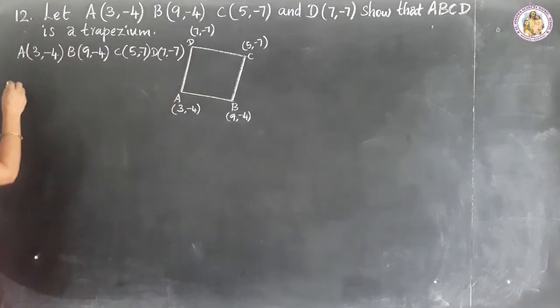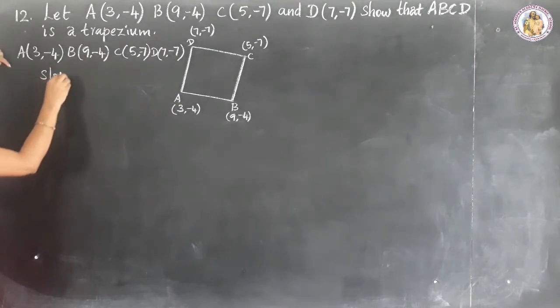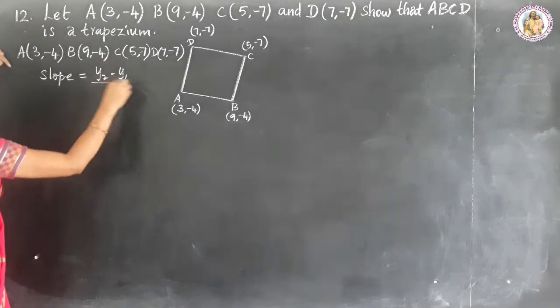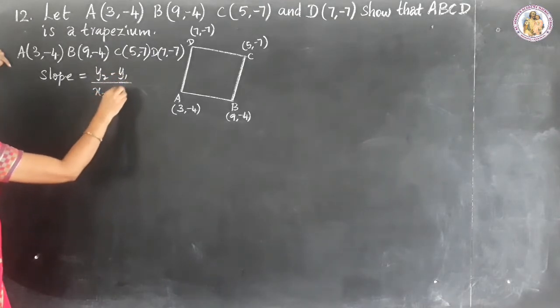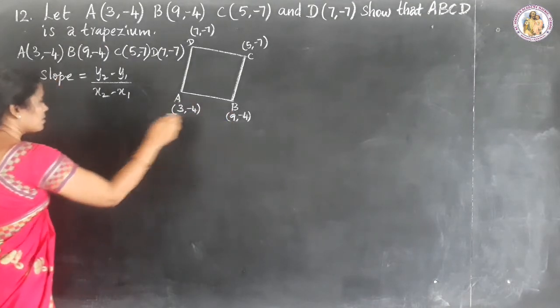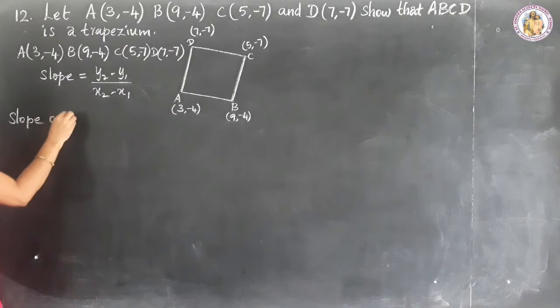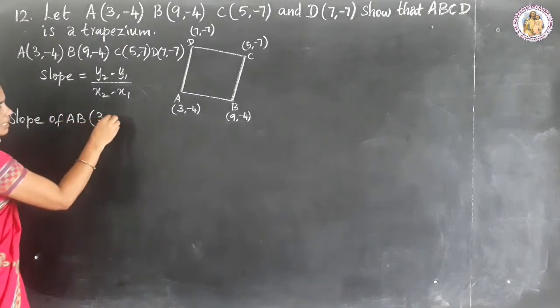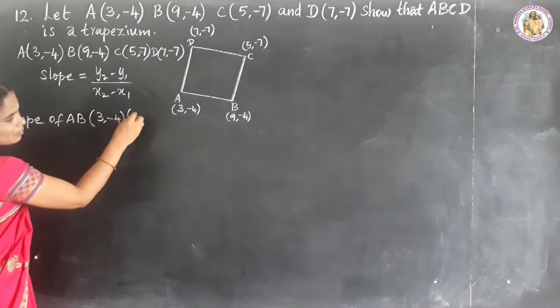Now let us take the slope. Slope is equal to y2 minus y1 divided by x2 minus x1. Now slope of AB, with points 3 comma minus 4 and 9 comma minus 4.